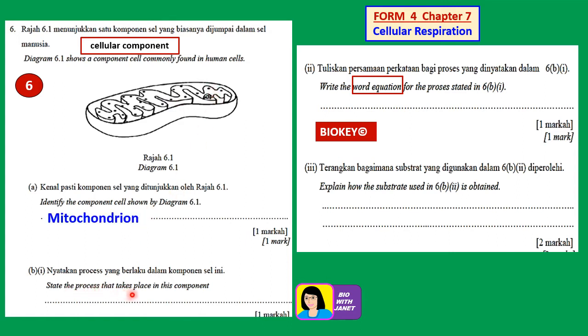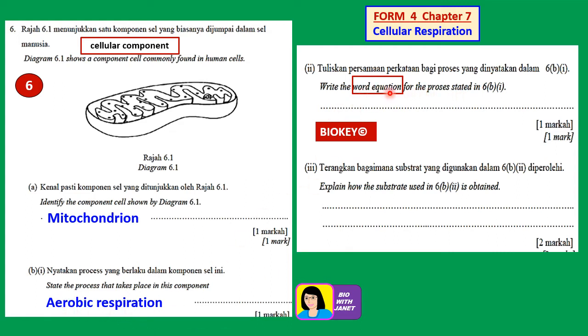Now state the process that takes place in this cellular component. So we know that the mitochondrion is the site of the process called what? Aerobic respiration, where oxygen is needed for the reaction. So this is the specific term. If you write cellular respiration, I'm not sure whether you will get your 1 mark, because here they want you to write the word equation for the process. So you have to clarify here already whether it is aerobic respiration or fermentation. So better to be specific here, aerobic respiration.